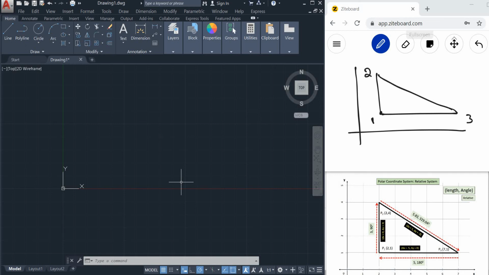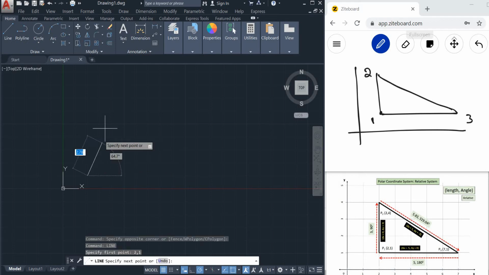In this video, we are going to have a look at an example of the polar relative coordinate system. By default, when you invoke the line command, it asks you to specify the first point. So let's enter the first point, that is 2, 1. Press enter. Then it asks you to specify the length and the inclination.